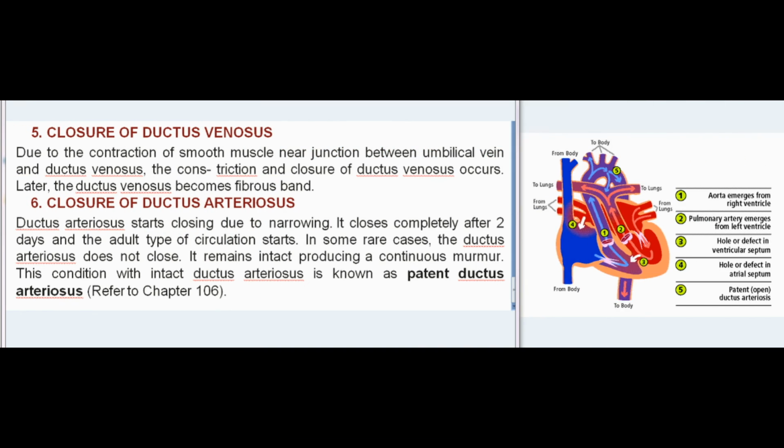5. Closure of ductus venosus. Due to the contraction of smooth muscle near junction between umbilical vein and ductus venosus, the constriction and closure of ductus venosus occurs. Later, the ductus venosus becomes fibrous band. 6. Closure of ductus arteriosus. Ductus arteriosus starts closing due to narrowing. It closes completely after 2 days and the adult type of circulation starts.